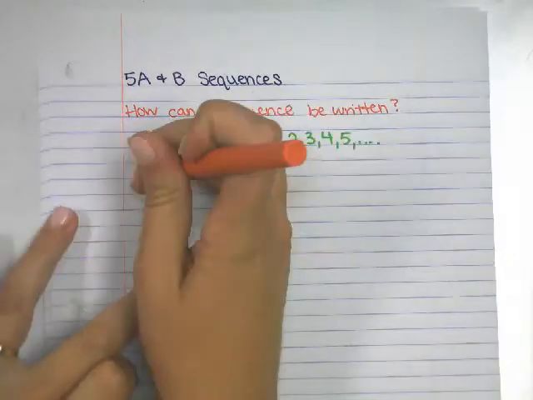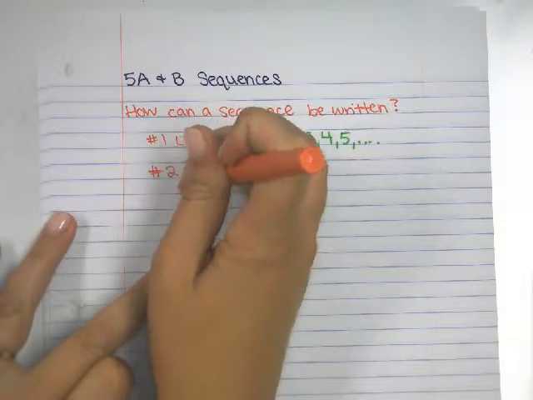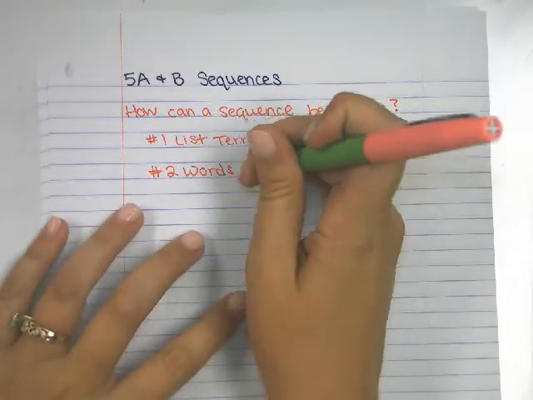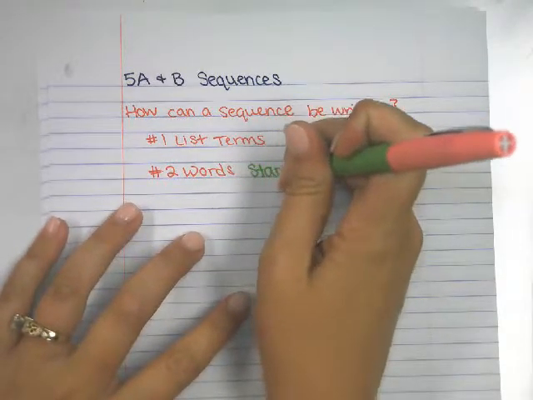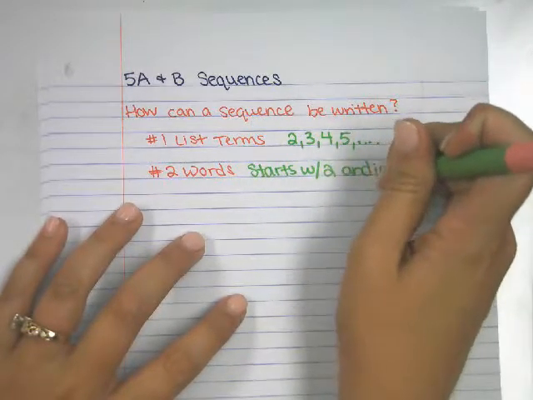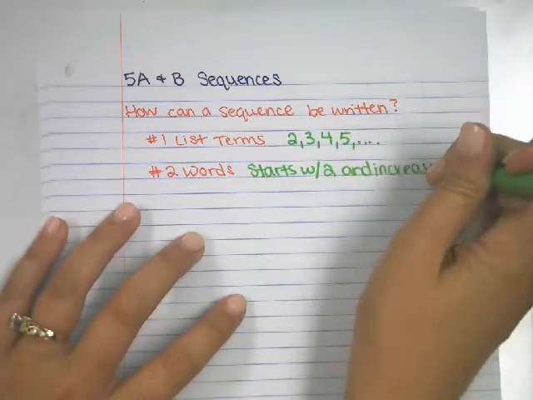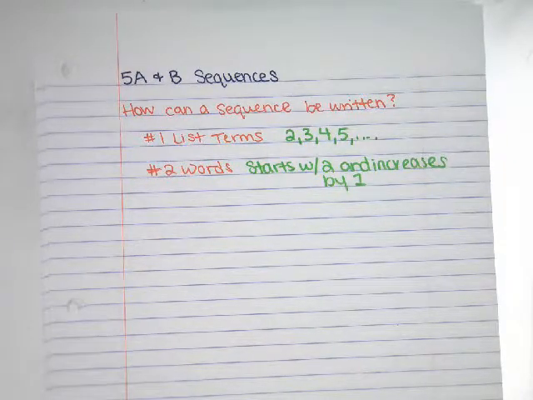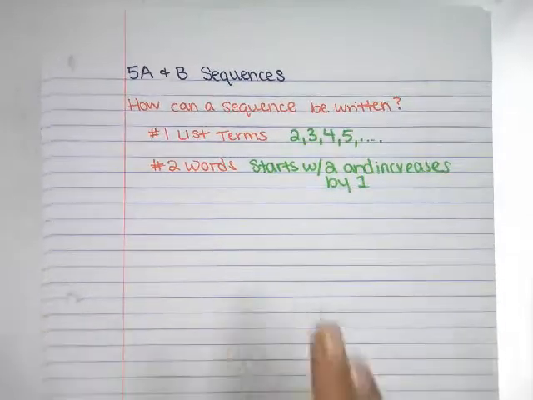In addition, we could use words. So using the same sequence that we listed the terms for, how could we describe that in words? Let's see, it starts with 2 and increases by 1. Okay, that is our description of what's happening right here.